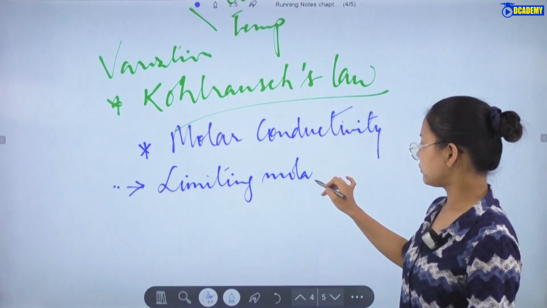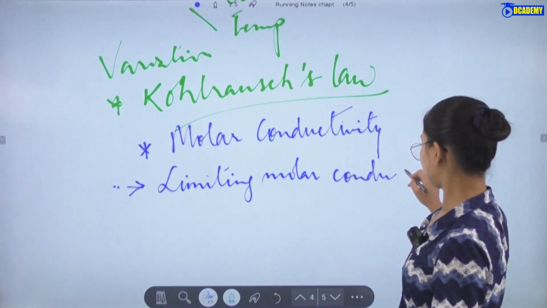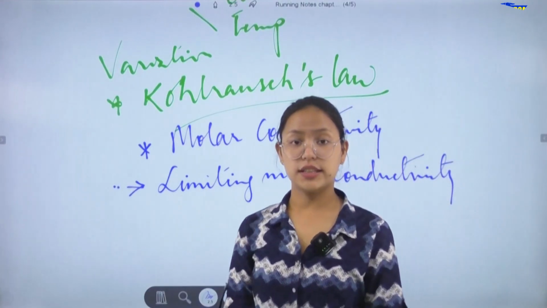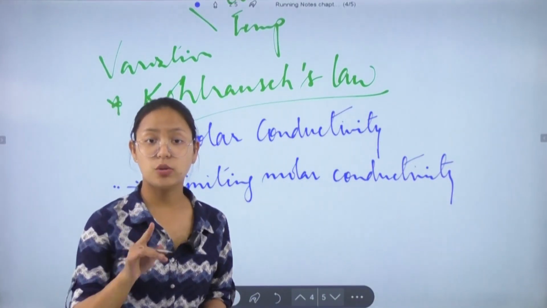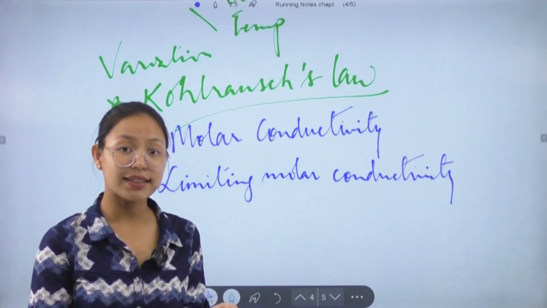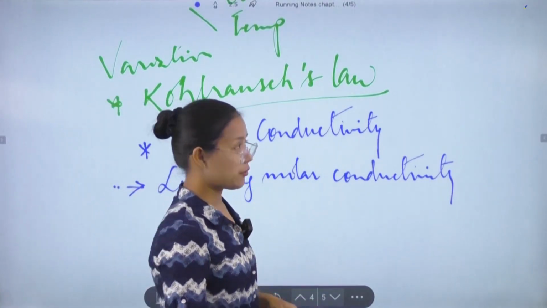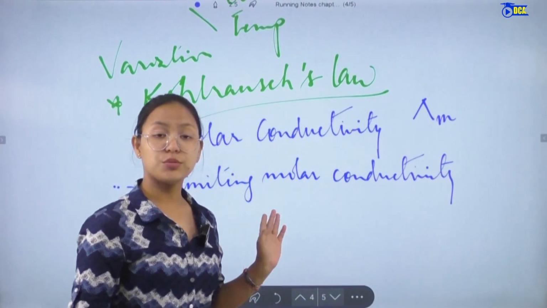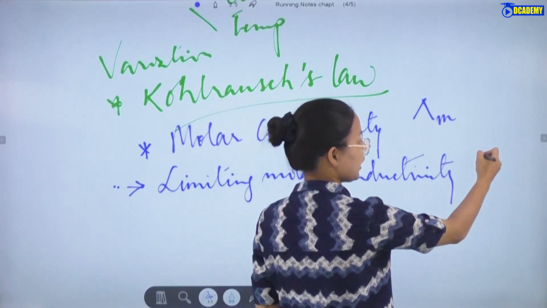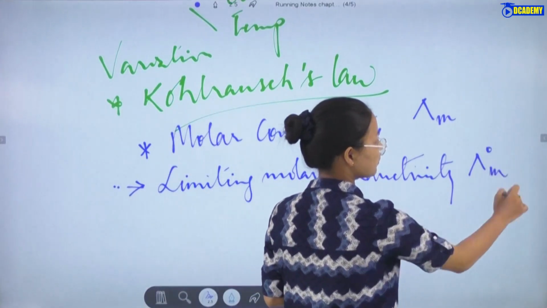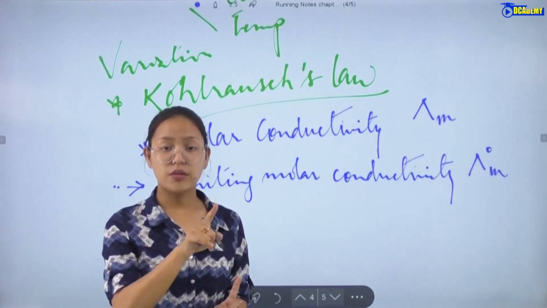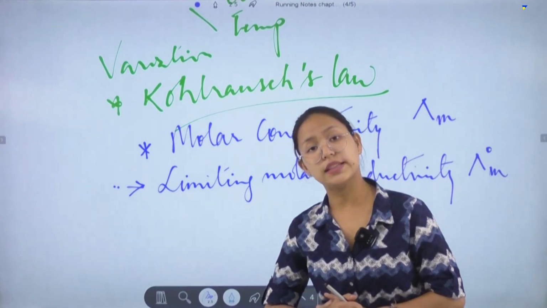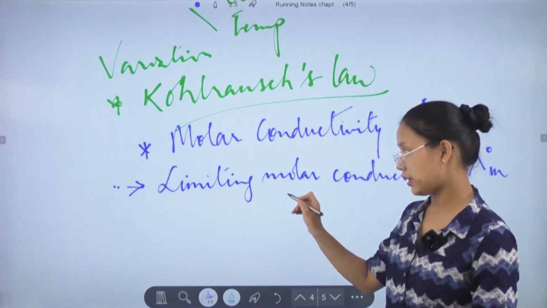Limiting molar conductivity. Molar conductivity is still denoted by capital lambda m. And limiting molar conductivity will be capital lambda m to the power 0. So capital lambda m to the power 0 is the symbol for limiting molar conductivity.